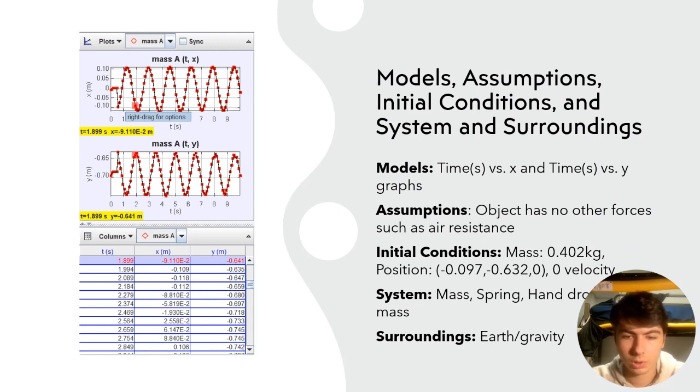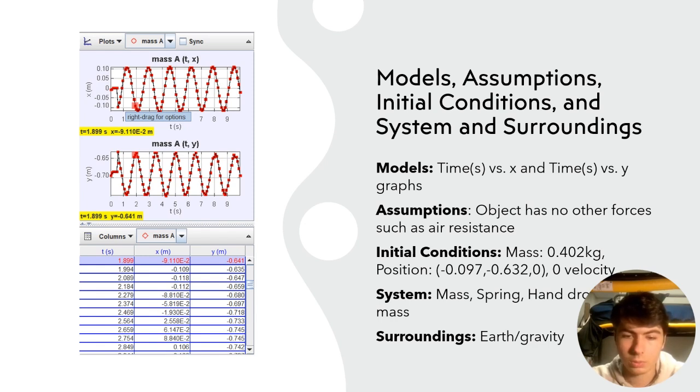The models we used were time in seconds versus the x distance in meters, and time in seconds versus the y distance in meters graphs, and some assumptions we used were that the object has no other forces acting on it, such as air resistance, other than what we're modeling for.